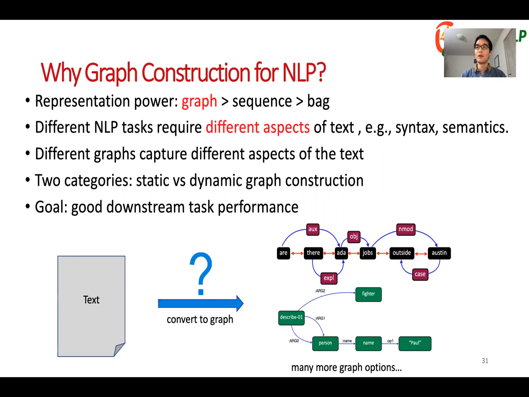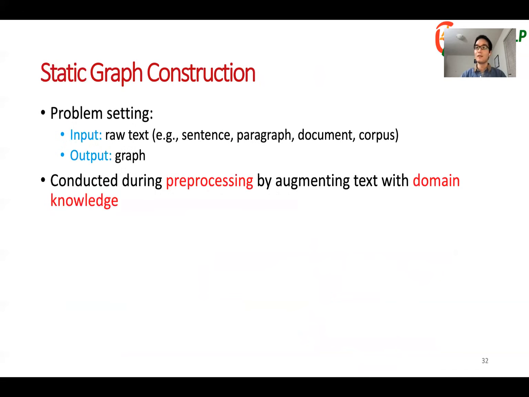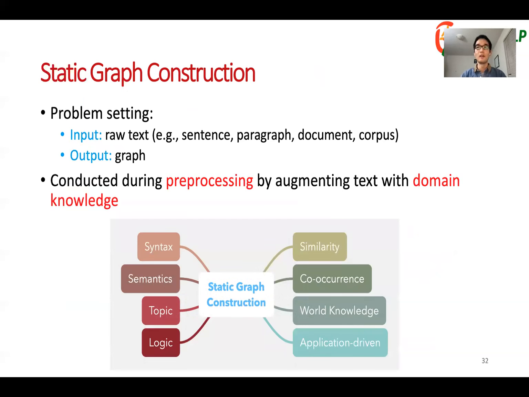Note that the primary goal of graph construction we are talking about in this tutorial is to achieve good downstream task performance. Let's first talk about the static graph construction. It aims to convert the raw text to a graph, where text can be a sentence, paragraph, document, or corpus. It's usually conducted during the pre-processing stage by augmenting raw text with various domain knowledge, including syntax, semantics, topic, co-occurrence, world knowledge, and so on. Many of them are actually quite application-driven.